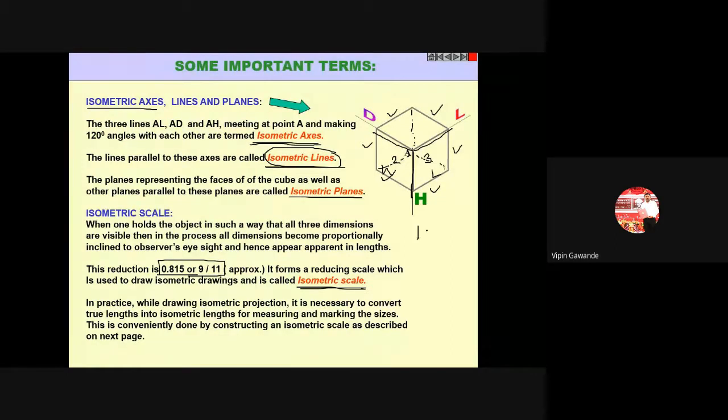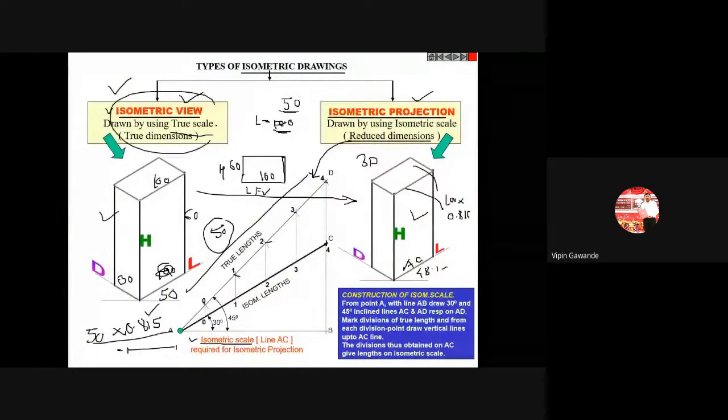So if you are taking the actual dimension, then it is isometric view. And if you are multiplying the dimensions by 0.815, suppose it comes out to be 98 point something, I'm taking approximately, so I have reduced the dimension, then it is called isometric projection. Any dimension you multiply by 0.815, you get isometric projection. And if you use the same dimension, it is called isometric view. So those are the two things.